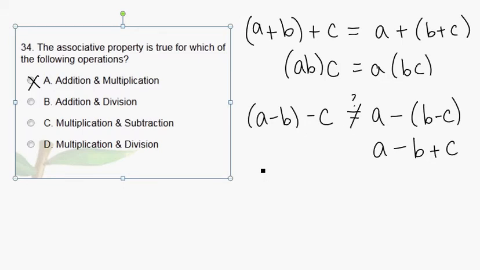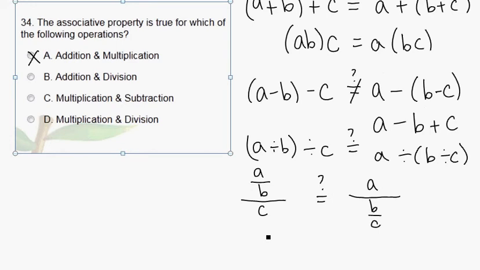Likewise, if I try to divide A divided by B and then that divided by C, the question is, is that equal to A divided by the quotient B divided by C? So I'm going to write these as fractions, like this. And if I want to divide these two fractions, I'm going to view this as C over 1, and likewise this one is A over 1.